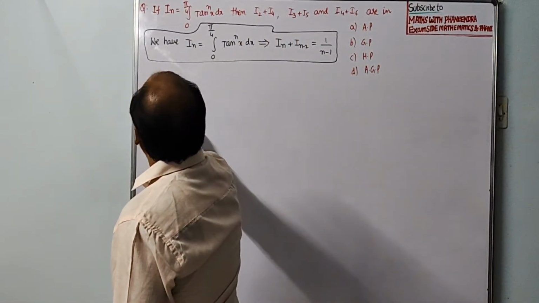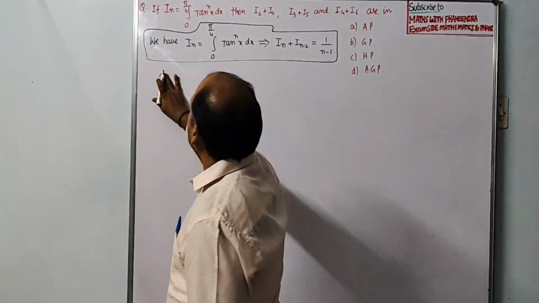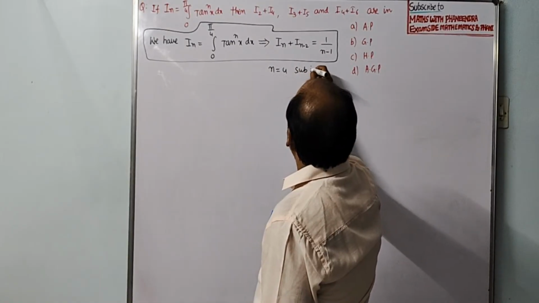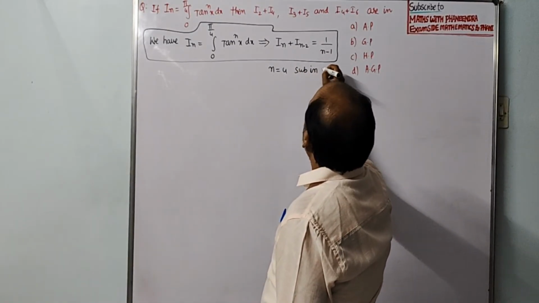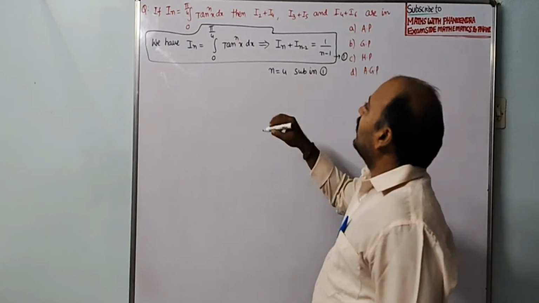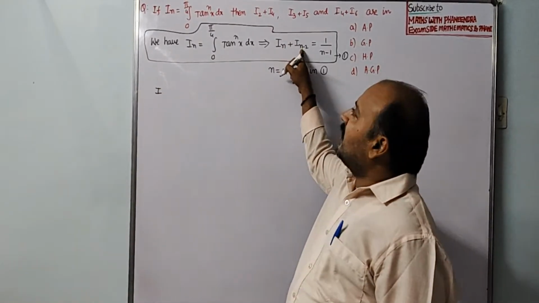So first calculate the value of I2 plus I4. So n is equal to 4, substitute in this. Keep that as equation number 1. So n is equal to 4. If you substitute, what happens? I4 plus I2.